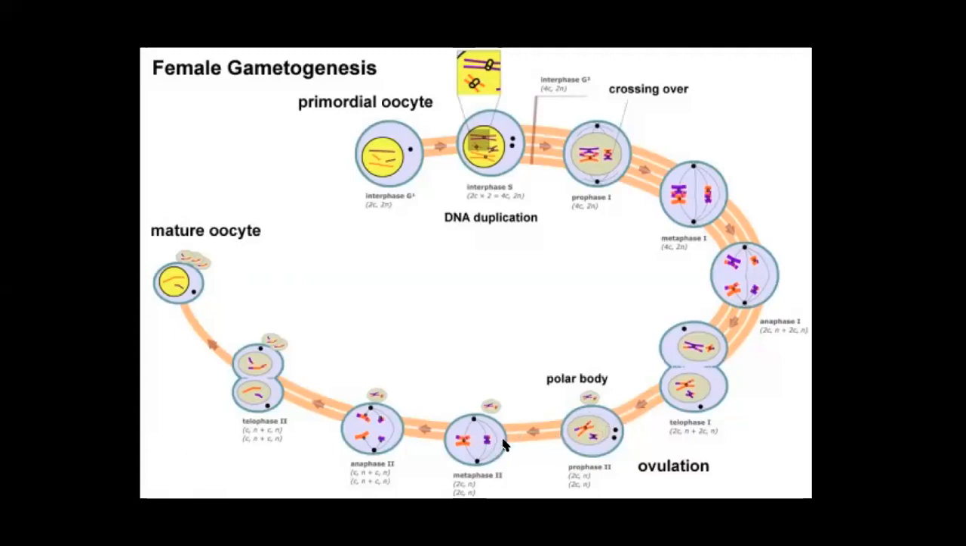Now secondary oocyte enters into metaphase stage but will not complete metaphase stage. Why will it not complete metaphase stage? Because it will complete metaphase only after fertilization. Okay, fertilization means what? Only when you have sperm entering into the egg, this metaphase stage completes and gives rise to complete mature oocyte. Okay, this mature oocyte formation will take place only after completion of fertilization.